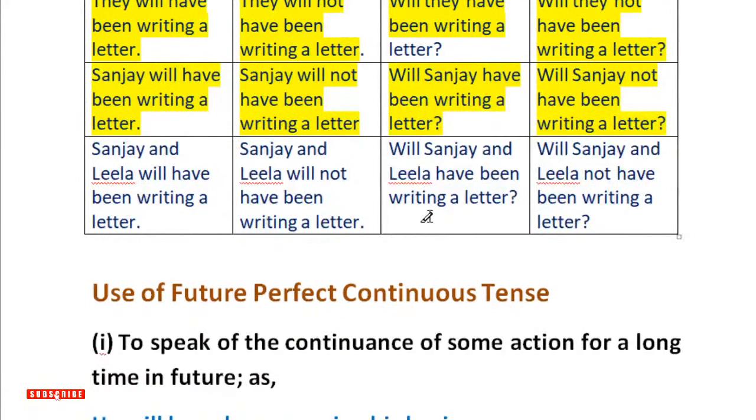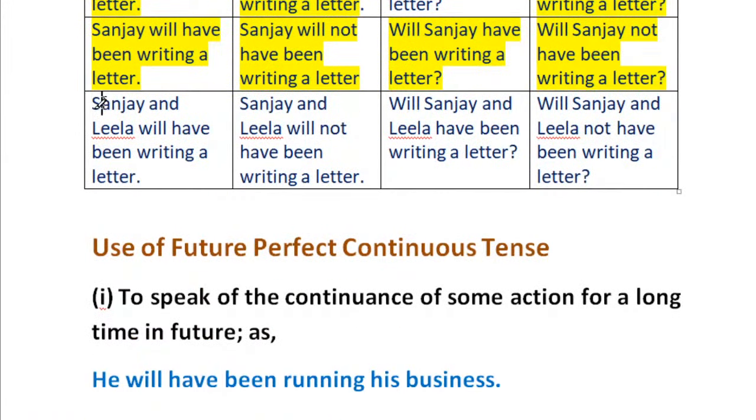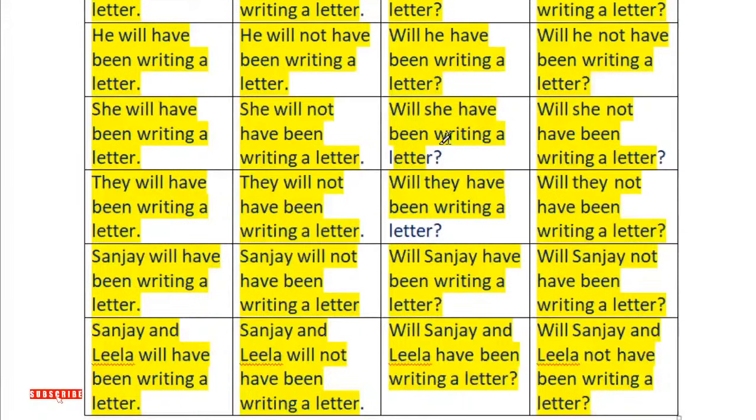Then we have Sanjay and Leela will have been writing a letter. Sanjay and Leela will not have been writing a letter. And will Sanjay and Leela have been writing a letter? And will Sanjay and Leela not have been writing a letter? So these were the examples of future perfect continuous tense.